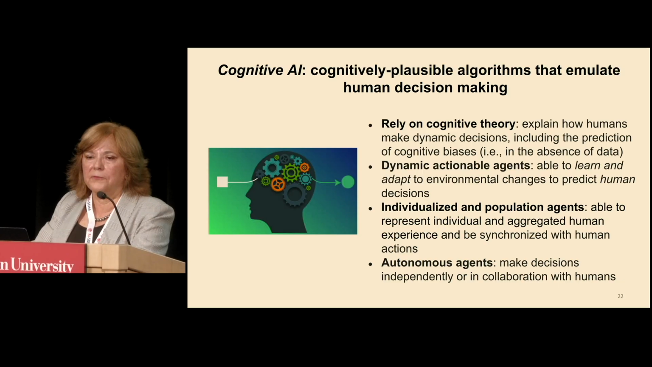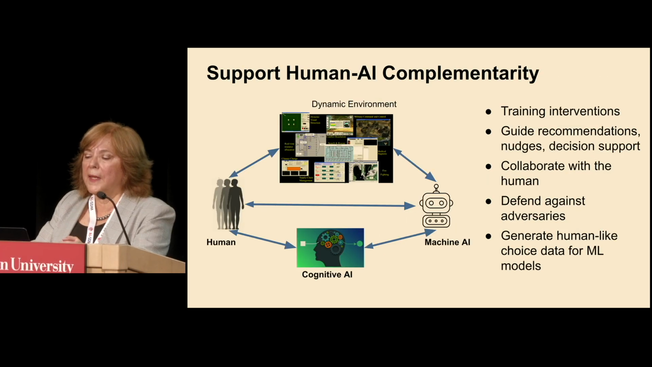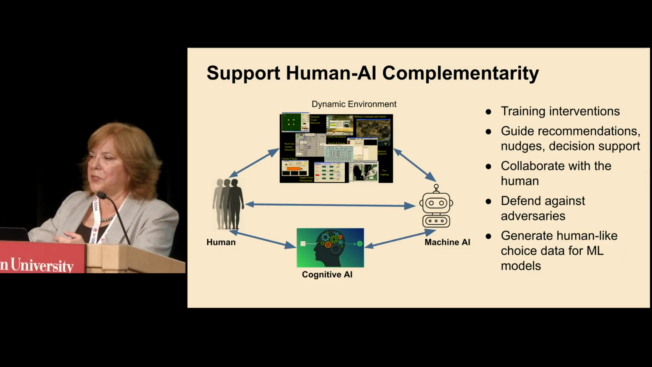They rely on cognitive theory. They are dynamic and actionable agents, so obviously they are implemented computationally. They can represent individuals as well as populations, and they can autonomously make decisions based on the theory. We are trying to use these types of models to support human-AI complementarity in various ways: by doing training interventions, by guiding the recommendations that the machine AI provides to humans, by collaborating with humans, and by generating data sets that can be used by machine learning.